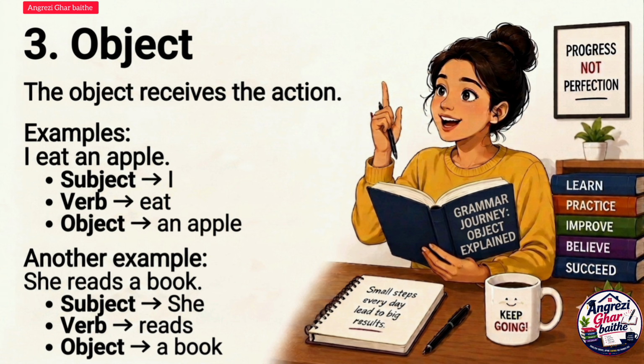Example: I eat an apple. Subject I, verb eat, object an apple. Another example: she reads a book. Subject she, verb reads, object a book.